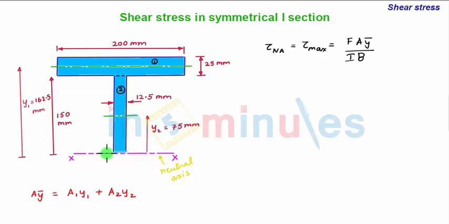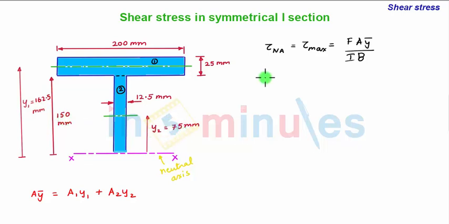So we see from the figure, the total depth of the web was 300 mm, so half of it is 150 mm, and your y1 will become 150 plus 25 by 2, so equal to 162.5 mm, and your y2 will become 150 divided by 2, equal to 75 mm.